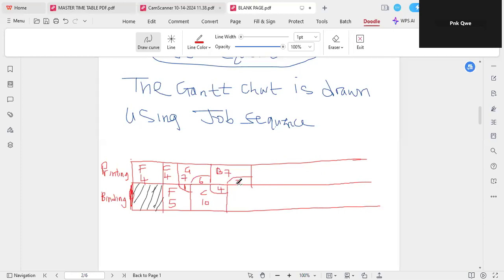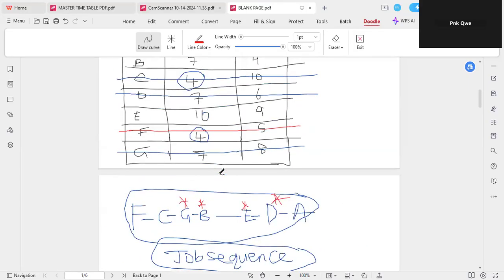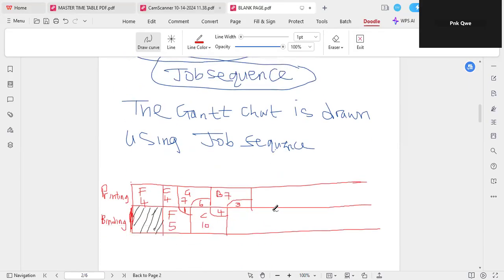Okay, so by the time they're finishing printing B, we see in the binding department what would happen. F is fully completed, C is fully completed, so they'll be binding G. Binding G is taking 8, and this means that this would have taken 5 hours longer.